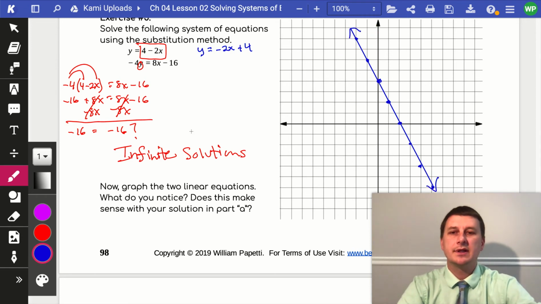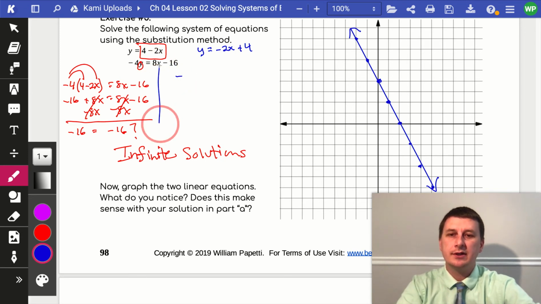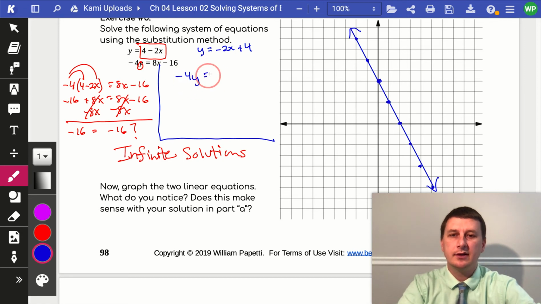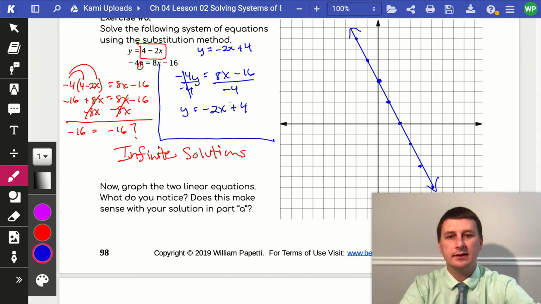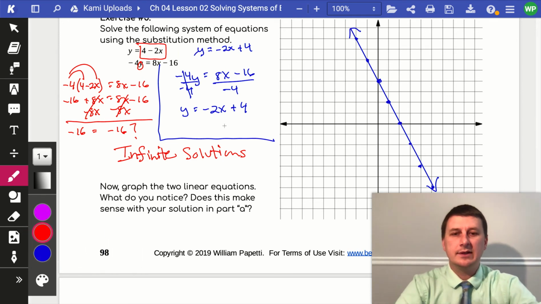So now that we have that first line graphed and out of the way, we're going to isolate y for this second equation. Well, negative 4y equals 8x minus 16. And we're going to divide both sides by negative 4 to see what happens. We're going to be left with y is equal to negative 2x. Negative 16 divided by negative 4 is positive 4. Hold on a second. That's the same thing as up here. But let's graph it and see what happens.